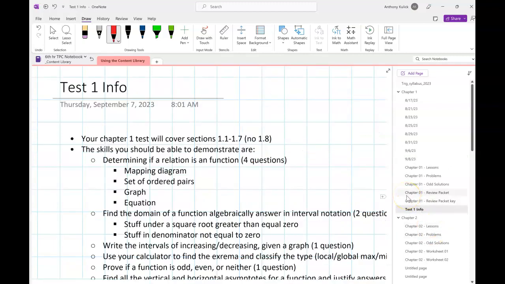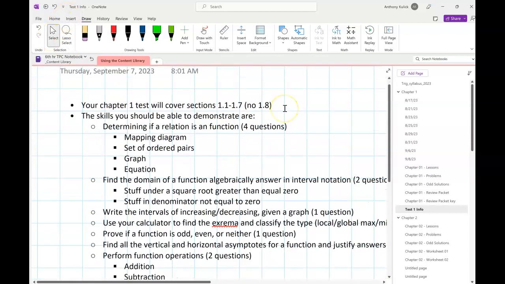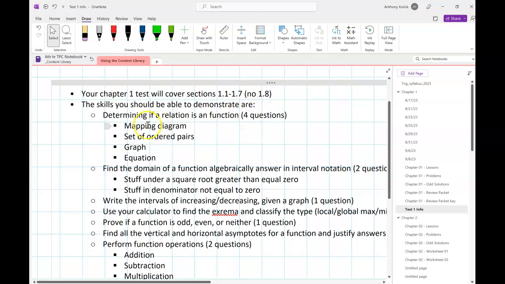So let's talk about what that's going to look like. Your chapter 1 test is going to cover your sections 1-1 through 1-7. The skills you should be able to demonstrate are determining if a relation is a function. I'll have 4 questions that are asking you to do that. And you should be able to do that whether I give you a mapping diagram as your relation, a set of ordered pairs, a graph, or an equation. You should be able to find the domain of a function algebraically and provide that answer in interval notation. I'll have 2 questions like that.